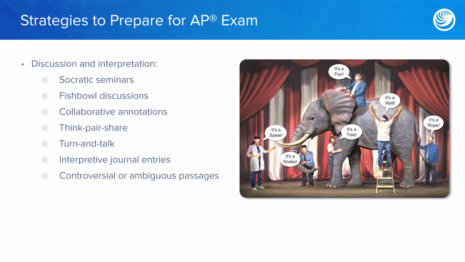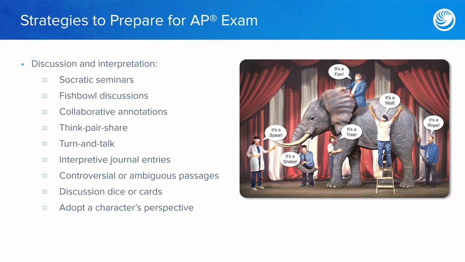Interpretive journals are another awesome tool. Just a quick reflection before or after class discussion helps students organize their thoughts. Ask questions like, "What stood out to you?" or "What's a big question this passage raises?" to get them started. You can also spice things up with controversial or ambiguous passages that get students debating or exploring different perspectives. And tools like discussion dice or cards keep things interactive and fresh.